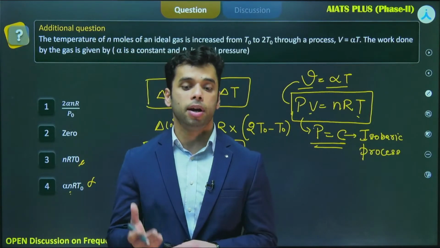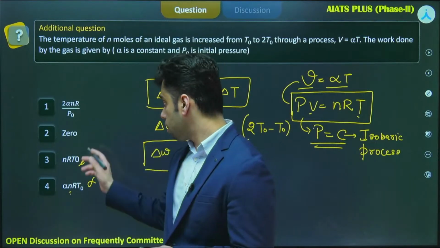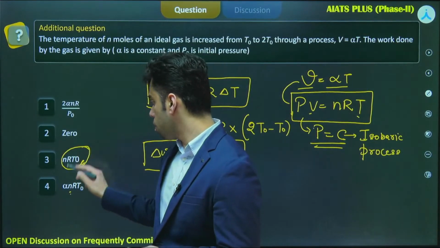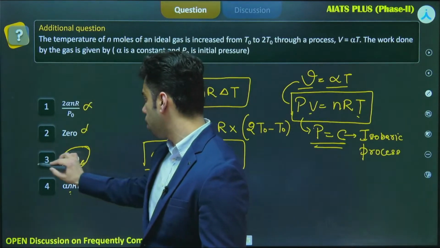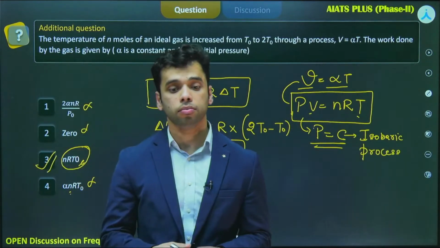Now many students are commenting the answer is option 3. The correct answer should be option 3 only. How are you getting option 4 as the answer? So this one is wrong, this one is also wrong. The correct answer is option 3. Right?